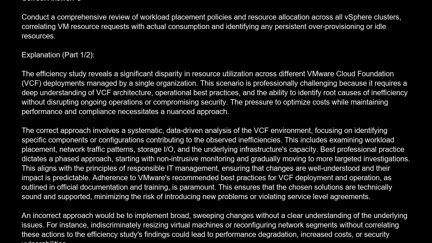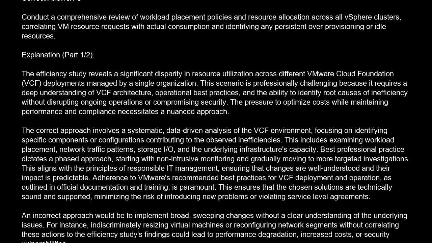Correct answer is C. Conduct a comprehensive review of workload placement policies and resource allocation across all vSphere clusters, correlating VM resource requests with actual consumption and identifying any persistent overprovisioning or idle resources. Explanation. The efficiency study reveals a significant disparity in resource utilization across different VMware Cloud Foundation (VCF) deployments managed by a single organization. This scenario is professionally challenging because it requires a deep understanding of VCF architecture, operational best practices, and the ability to identify root causes of inefficiency without disrupting ongoing operations or compromising security.